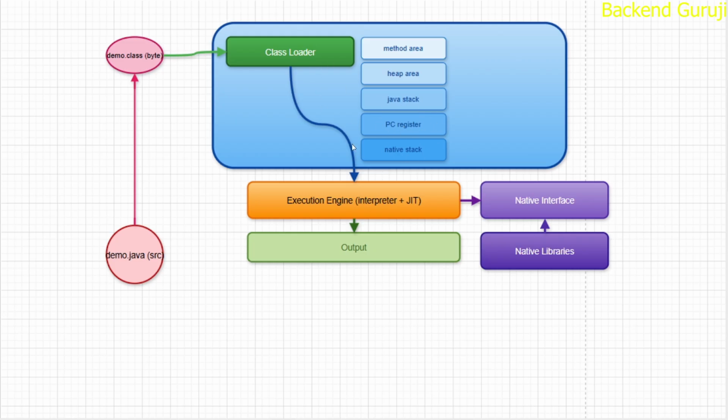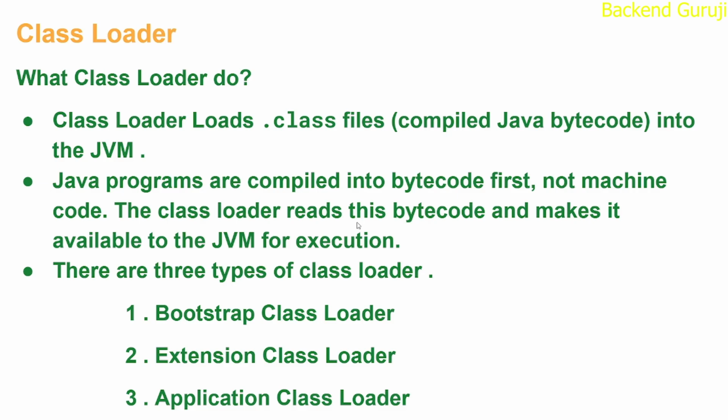Then the class loader loads into the execution engine, interpreter and JIT. What is the work of JIT? JIT takes the line of code and compiles it to make it faster, right? We'll discuss each of these things, native interface, native libraries, and then the output.